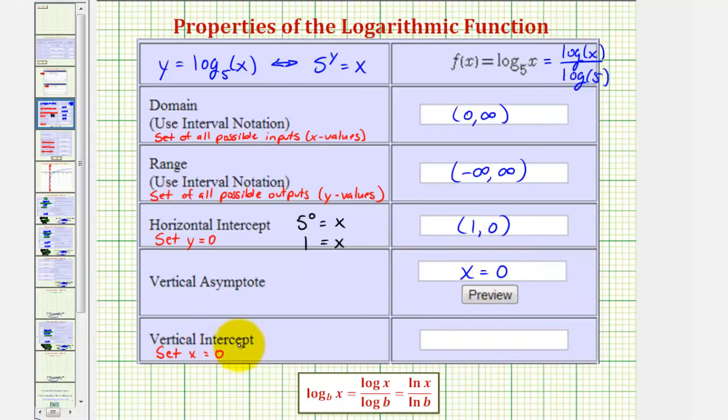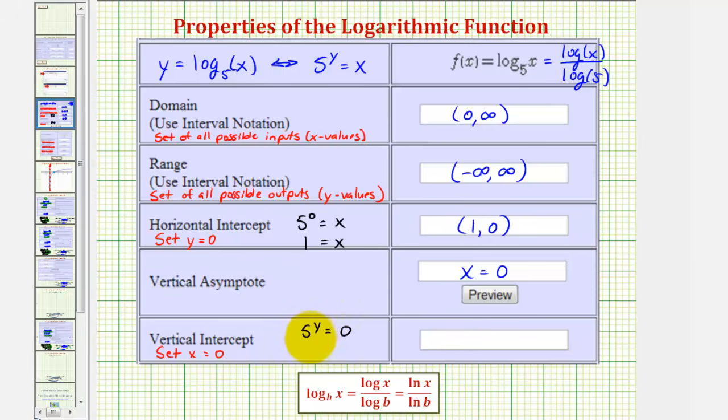Next, we're asked to find the vertical intercept, which should be the same as the y-intercept, so we set x equal to 0 and solve for y. So again, using the exponential form, if we set x equal to 0, this would give us the equation 5 to the power of y equals 0.